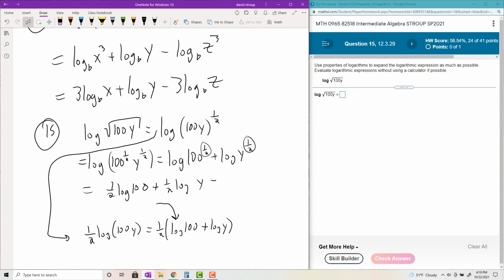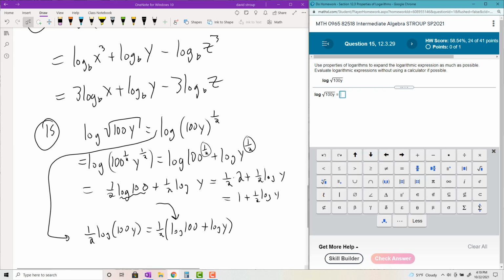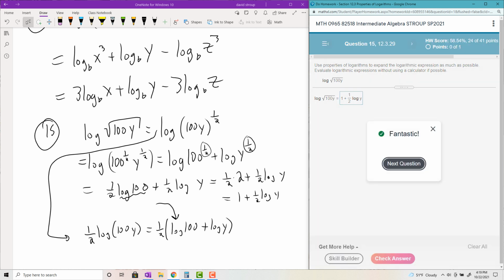For my final step, I'm going to simplify that part, right? So that asks 10 to what power is 100, so that would just be 2, and then plus 1/2 log of y, and that would just be 1 plus 1/2 log y. Okay, so more than one way to skin a cat. I try to give you kind of helper methods, but sometimes there's more than one way to do it. I'm cool with that.